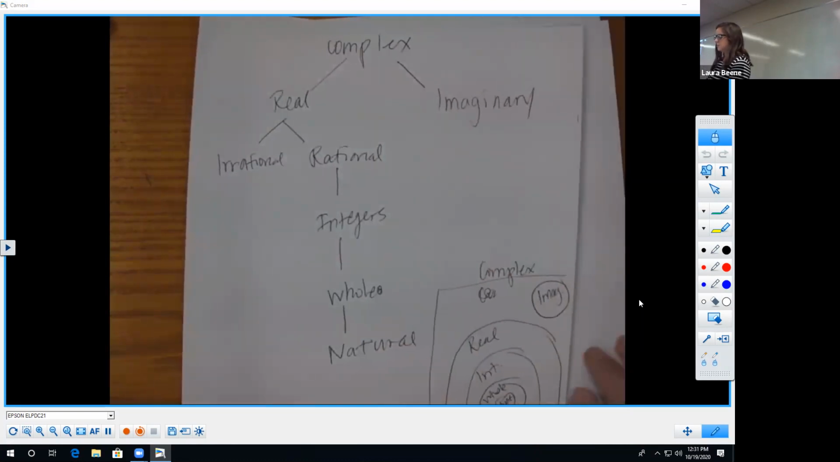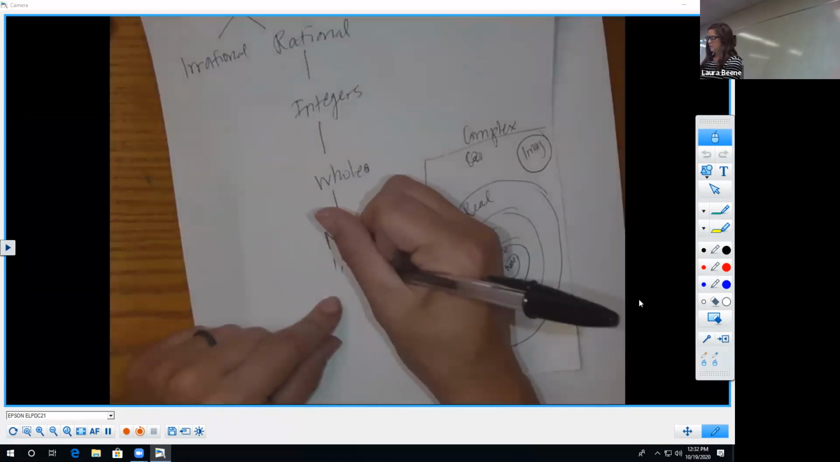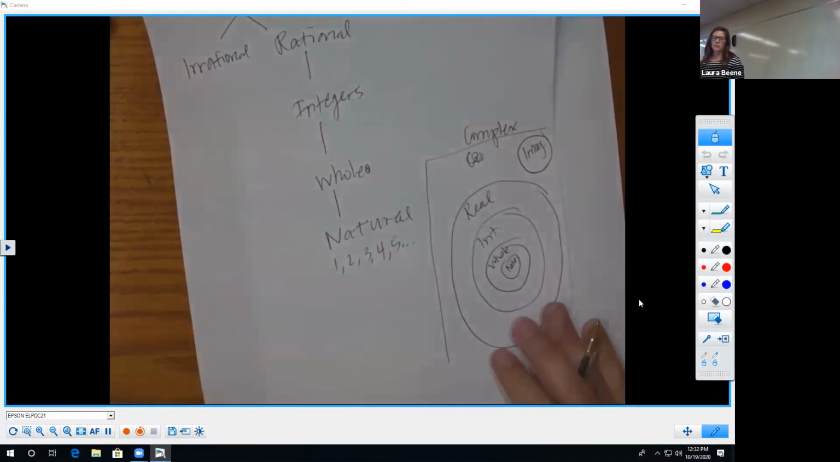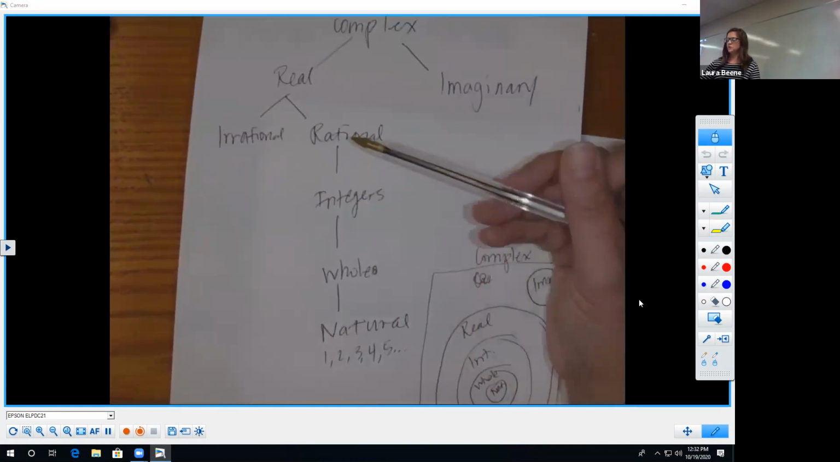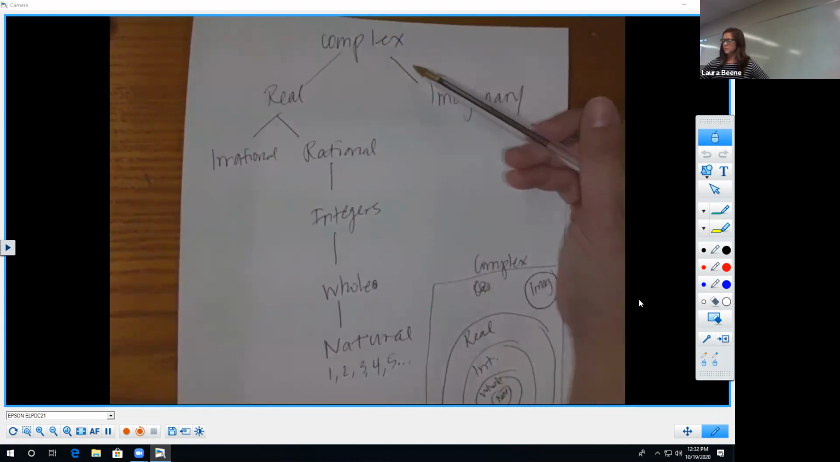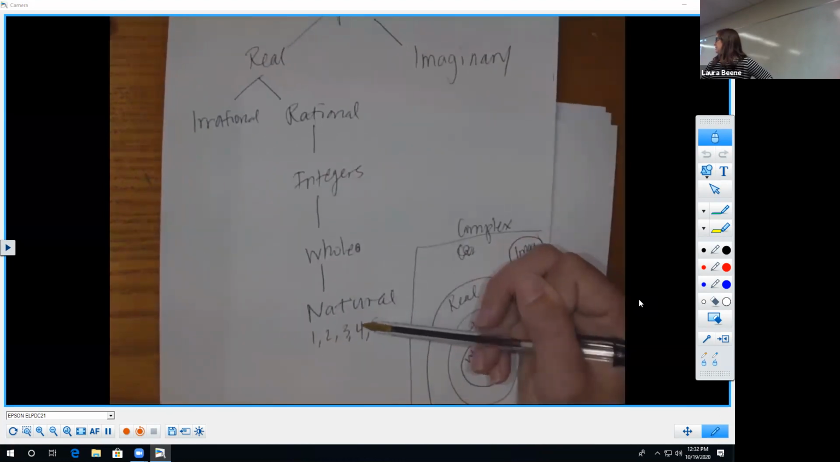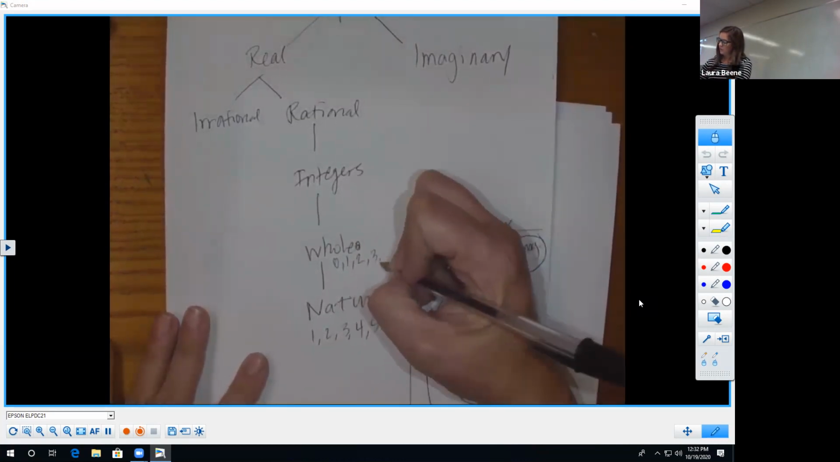So natural numbers are counting numbers, not including zero. So 1, 2, 3, 4, 5, 6, and so on. Okay, so a natural number is also a whole number, also integer, also rational, also real, also complex. A whole number is the same as natural numbers, except we also add the number 0 to it. So 0, 1, 2, 3, and so on.